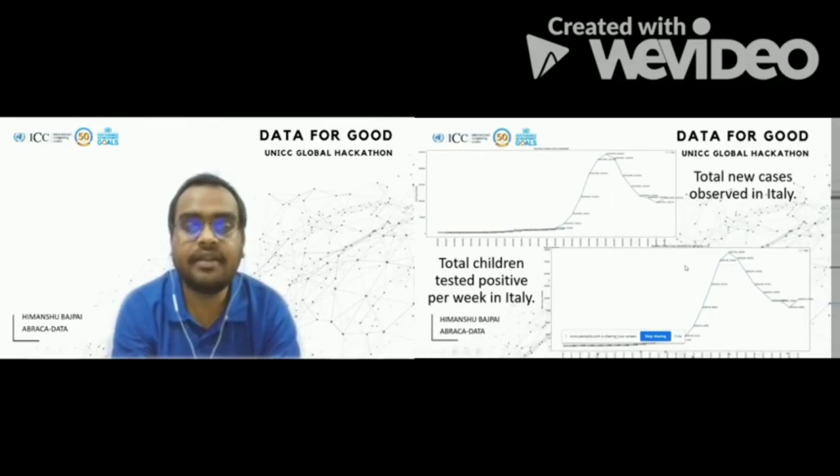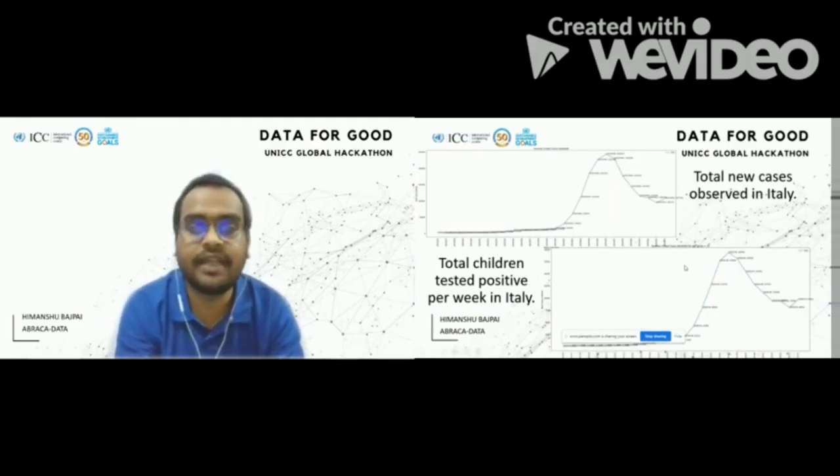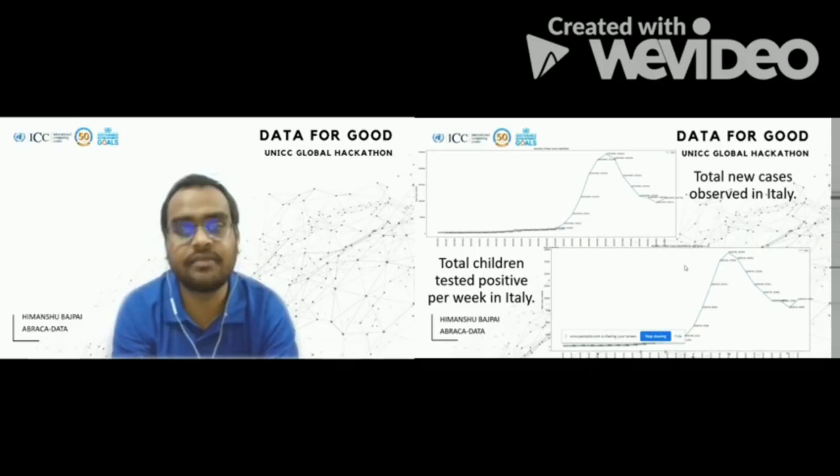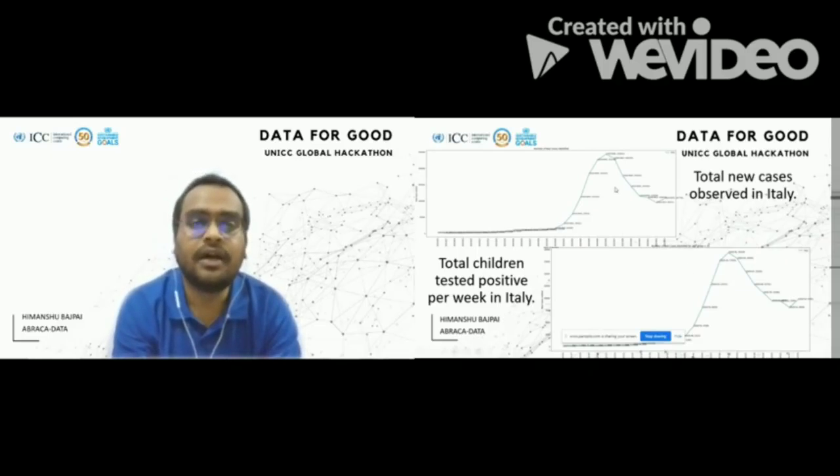Now to compare the overall cases to the number of children getting tested positive, we will take the example of Italy. You can see clearly that both graphs are structurally similar. They are basically a scaled version of each other, because the value is quite large for overall cases and somewhat lower for children.